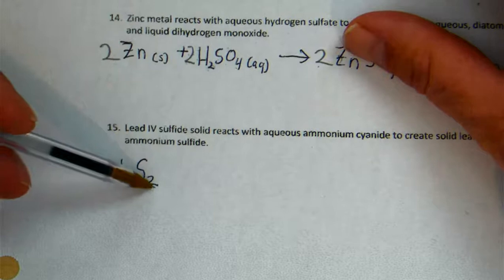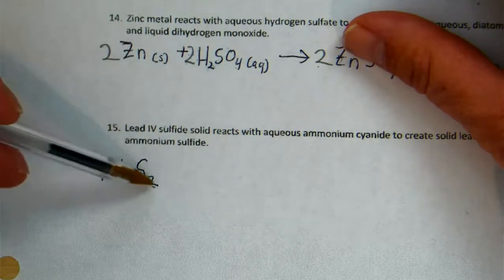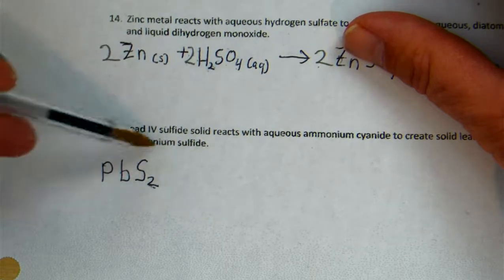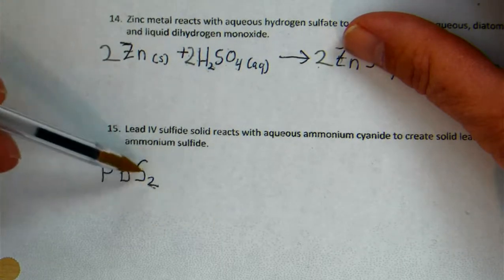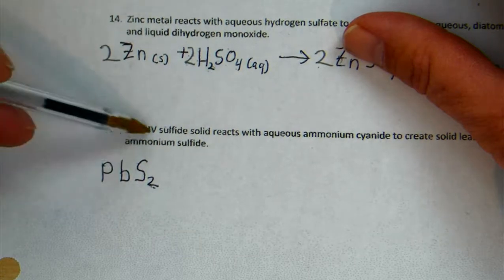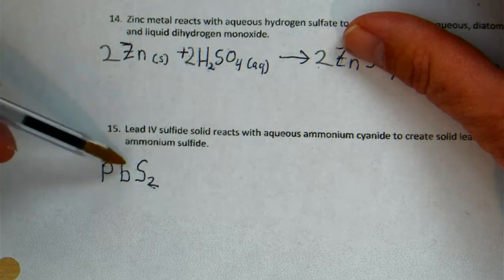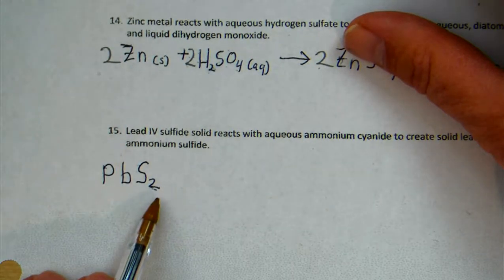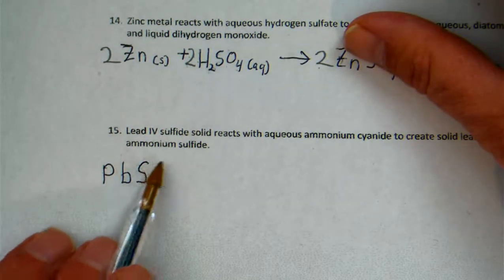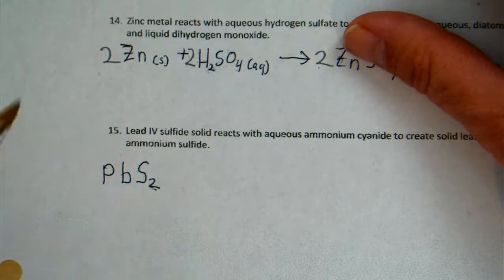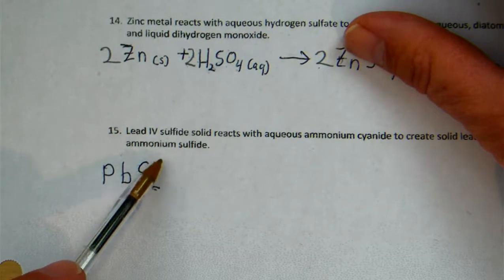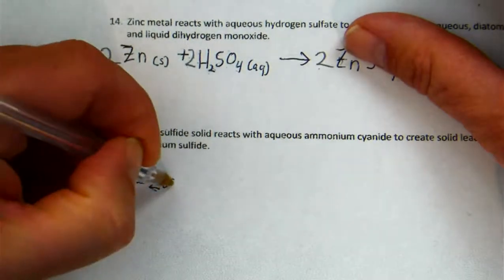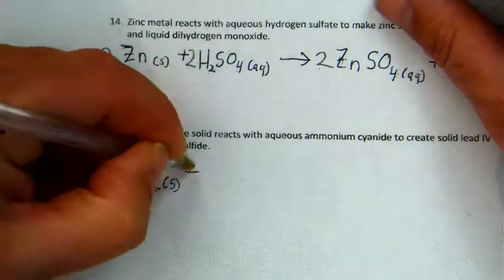Notice this is not a 4 here for the lead 4. This is a 2 because each sulfur is already a 2 minus. I need a total of 4 minus coming from the sulfur to cancel the 4 plus coming from the lead. So don't take this Roman numeral and just slap it down there. It would go there if this is always a 1 minus charge, but it's not. This is a 2 minus charge. Negative 2 times 2 is negative 4. So this is PbS2 in parentheses S for solid. Reacts with is a plus sign.